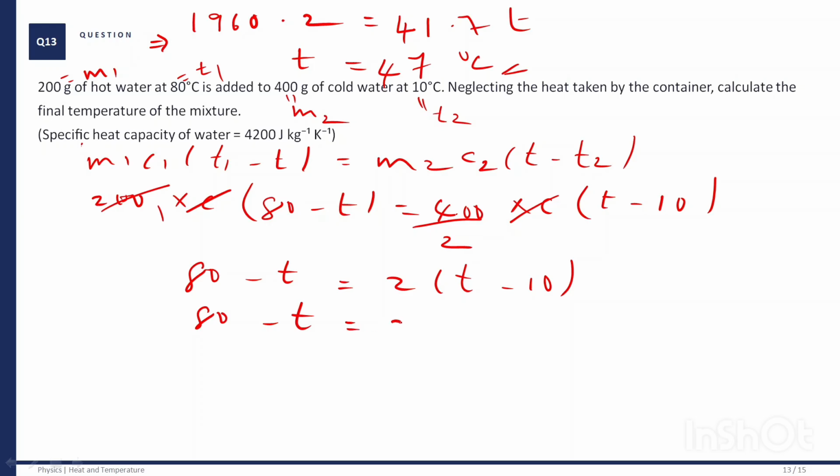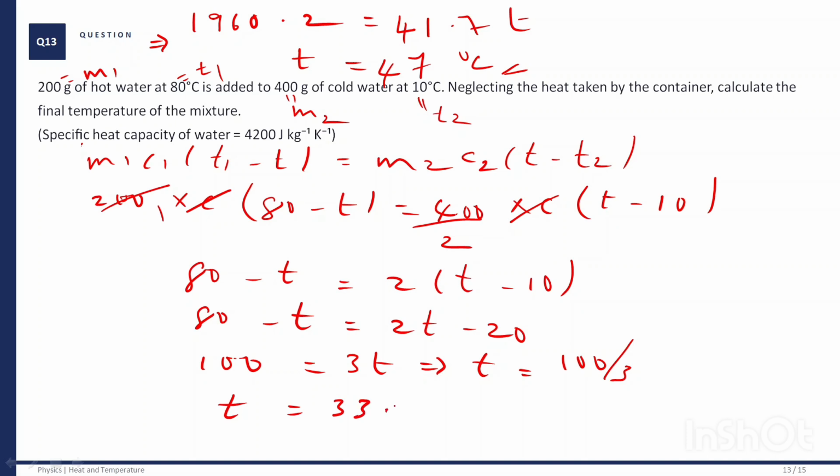80T equal to 2T minus 20. Then you will get 80 plus 20, 100. 2T plus T, 3T. That implies T equal to 100 by 3. Then final answer we will get T equal to 33.33 degrees Celsius. This is the 13th one.